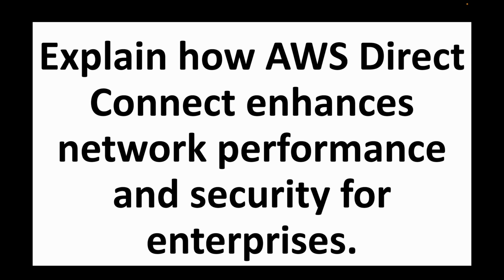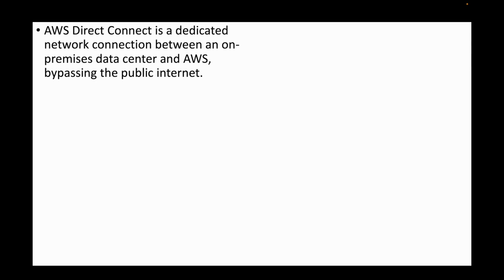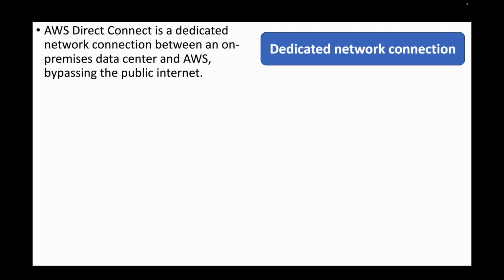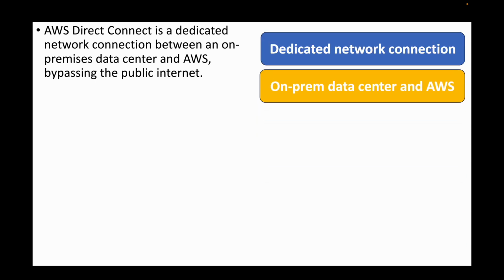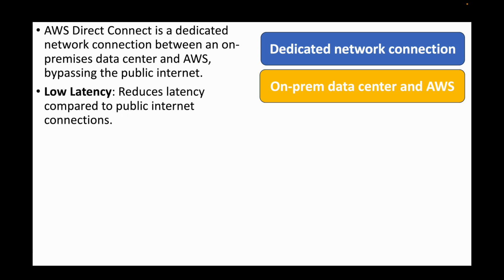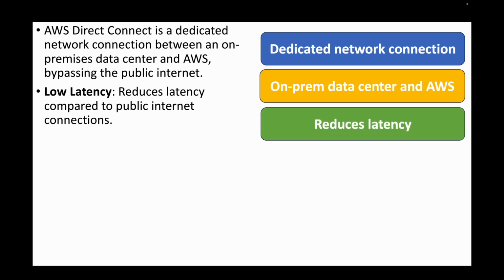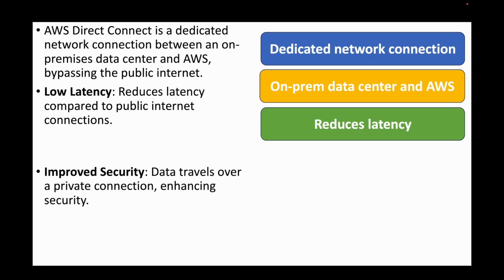The next question we have is, explain how AWS Direct Connect enhances network performance and security for enterprises. Direct Connect is a dedicated network connection between your AWS environment and your on-premises data center. And here you will be bypassing the public network. All right. So this gives you low latency. It will help you to reduce the latency when compared to public internet connections.